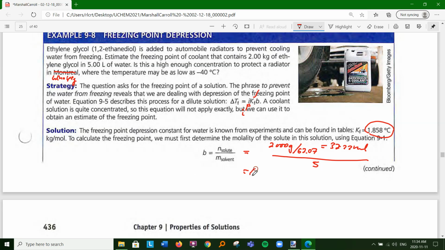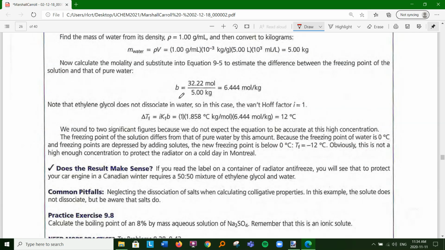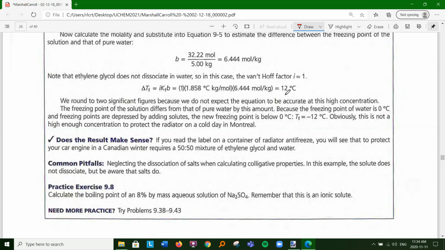Okay. And then you just plug all those numbers into the, well, there it all is for you. The delta TF. So it is 12 degrees Celsius. So we can lower the freezing point by 12 degrees. So if we're driving around at negative 10 degrees Celsius in downtown Winnipeg or Montreal, everything's fine. But if we are driving around in minus 40, our whole cooling system is going to get screwed up because it's going to freeze.